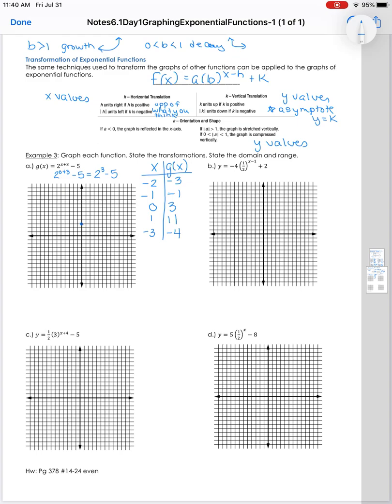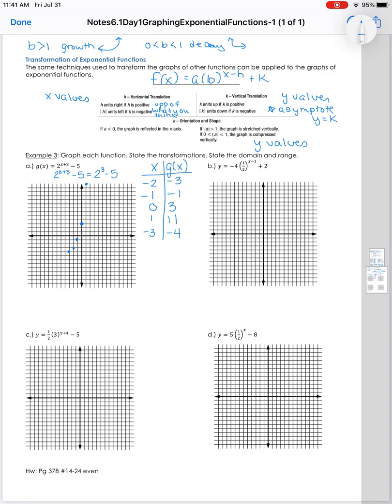So now I've got (0, 3). I've got (-1, -1). I've got (-2, -3). I've got (-3, -4). And I've got (1, 11), which probably puts me somewhere up here.